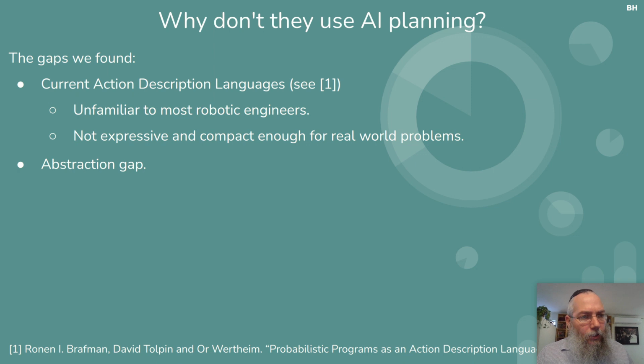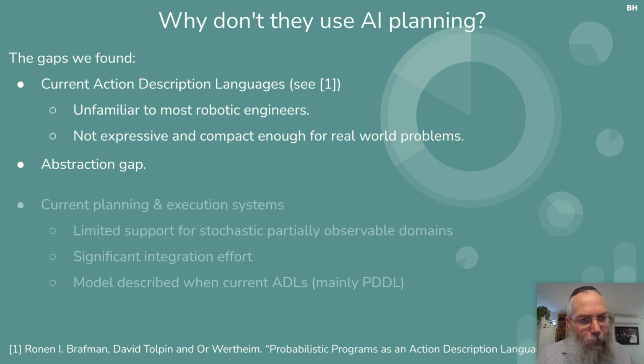The second gap is the abstraction gap. When you're describing a planning problem, you're describing it at a high level. It's more abstract than the low-level code of the robot. You are only describing things that are relevant for decision making, and when you want to actually activate the selected skill, you need to ground it with the low-level variables, and sometimes you want to transform information received from one skill to another. So there is an abstraction gap.